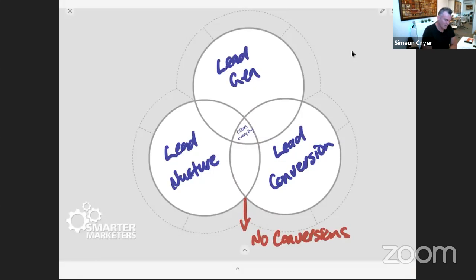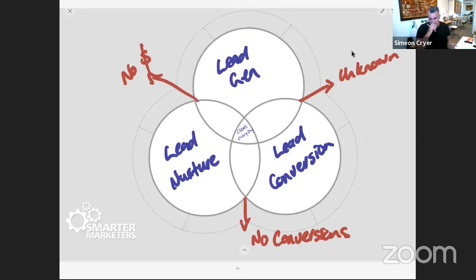No conversations. If we don't have any lead nurture, then we don't have anyone who knows who the heck you are and why you're so good. So then if you don't have any lead nurture, you're pretty much unknown, right? And if not unknown, you've made yourself known, but you're untrusted because you haven't created much in terms of authority or why you're different in the marketplace, those sorts of components. Secondly, if you don't have any lead conversion, you don't have any money, right? A bit of a problem there.